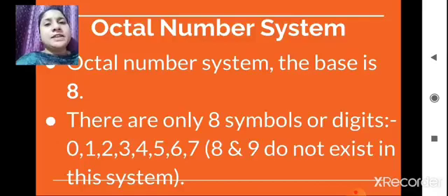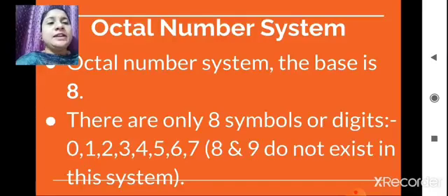Octal means 8. So in the octal number system, the base is 8. In decimal we have seen deci means 10, so we use a base of 10. In binary, bi means 2, so we use the base 2. Now for octal, we are going to use a base of 8.